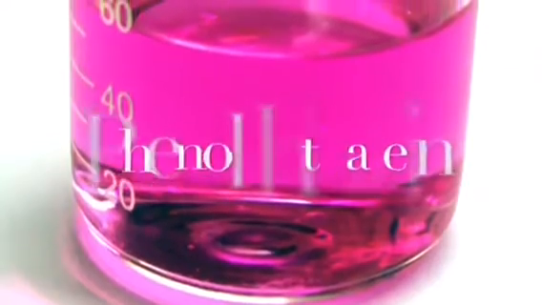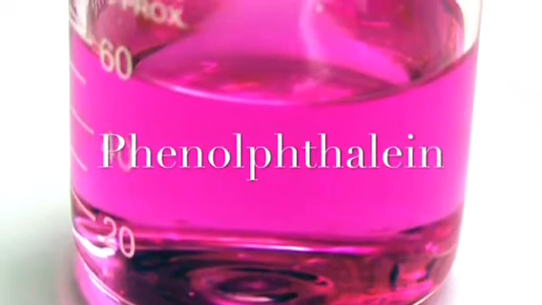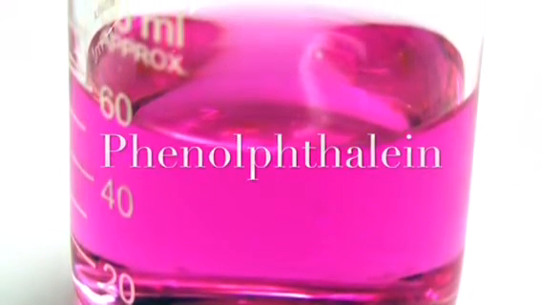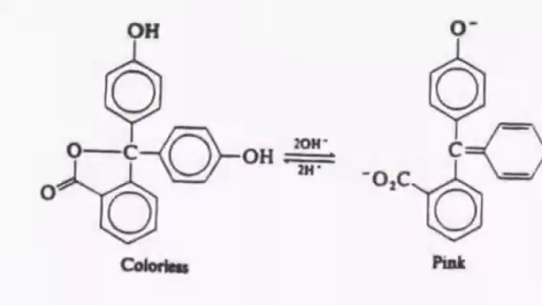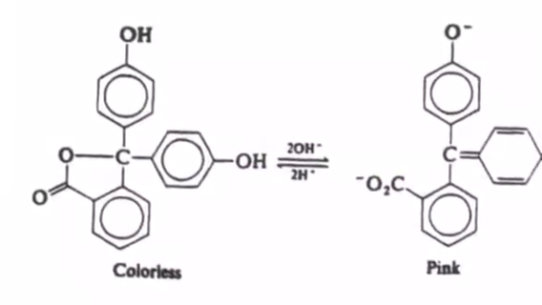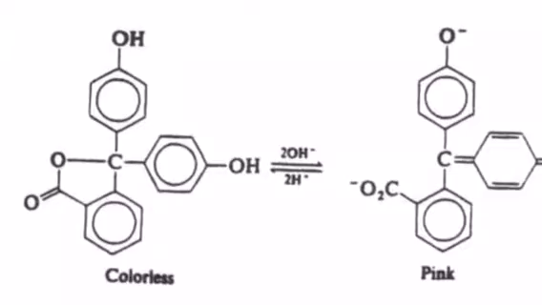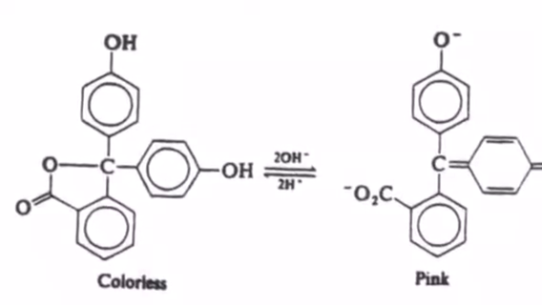Phenolphthalein is a chemical compound with the formula C20H14O4. Phenolphthalein is insoluble in water and usually is dissolved in alcohols for use in experiments. It is a weak acid which can lose H+ ions in solution. The phenolphthalein molecule is colorless and the phenolphthalein ion is pink.